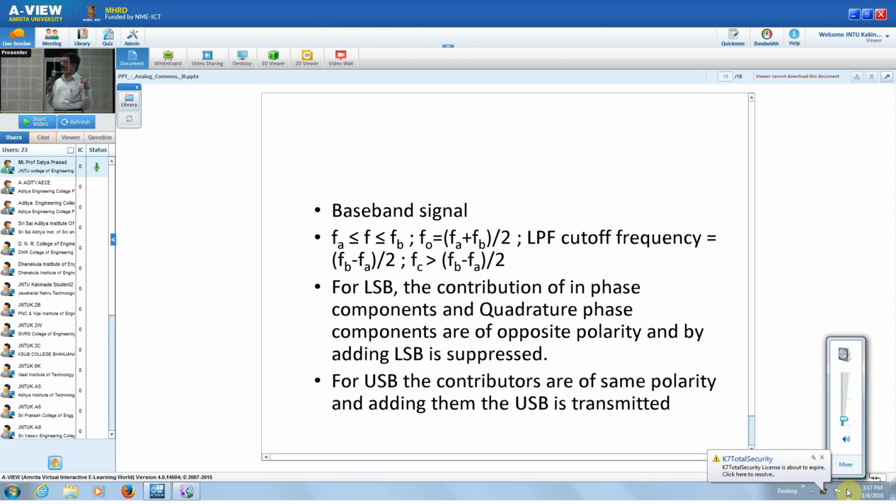Here we should have only a coherent detection. When we have only a DSB-SC signal or SSB signal, because there is no carrier, we are going to go for only a coherent detection. How to get the coherent detection? By generating a coherent carrier.